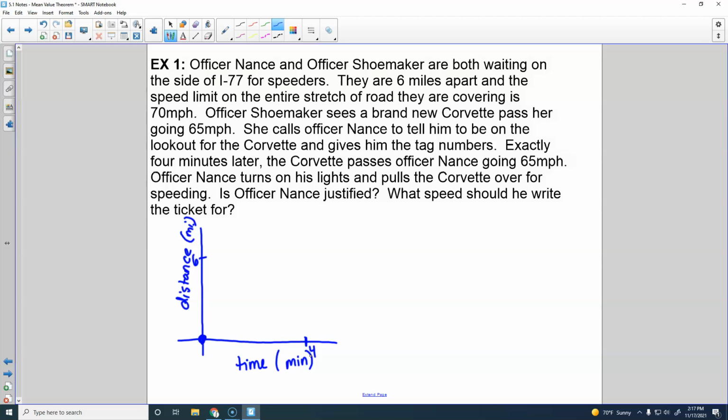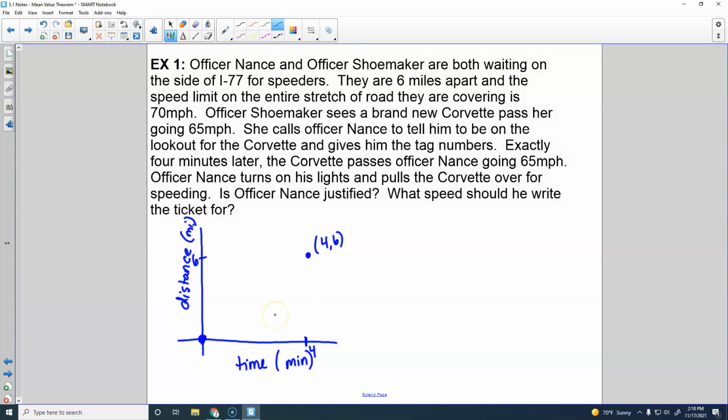Okay. All right. So let's switch this because normally we put time on the x-axis, and I was not thinking. It will make our lives easier if we put time on the x-axis. So 4 minutes, 6 miles, right here. So we know this is the point 4, 6.